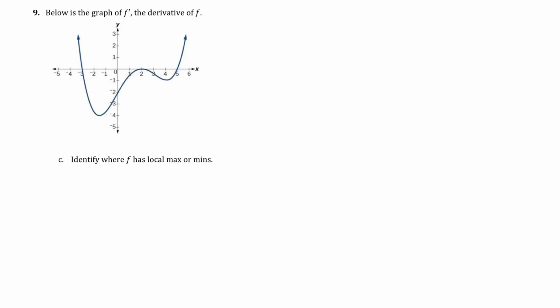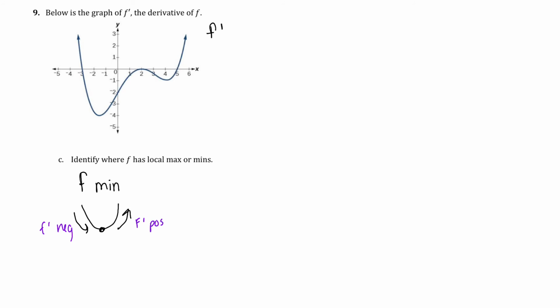For part C, once again, same problem. This is the graph of f prime. Identifying where f has local maxes or mins. So if f has a minimum, it would look something like this. It would go from decreasing to increasing. If f is decreasing, this means f prime is negative. If f is increasing, that means f prime is positive.